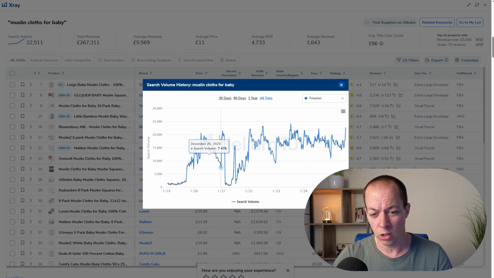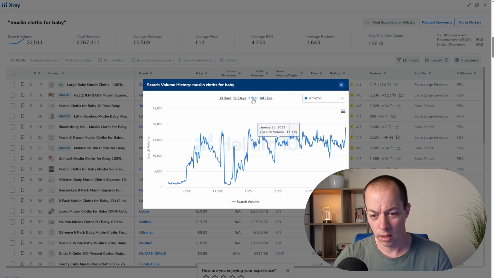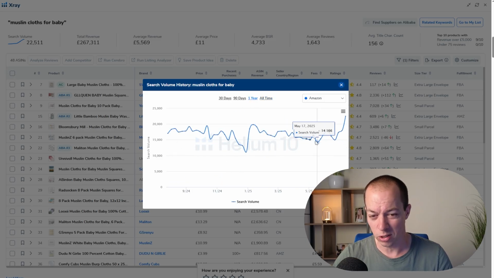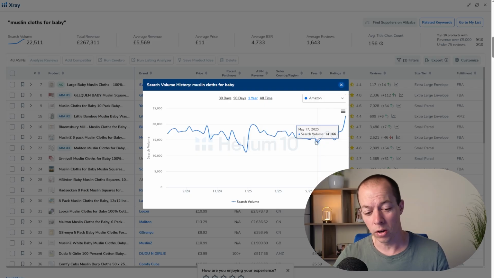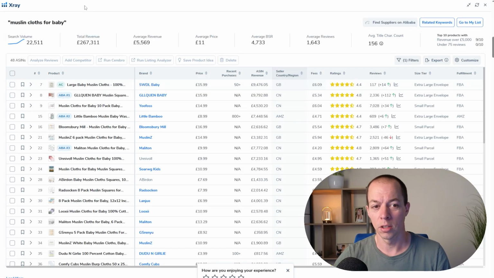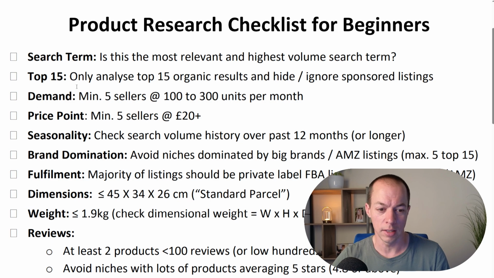I don't pay too much attention to the early data. I definitely go by the last year or two. So for me, this product, I would say, is not seasonal. And I think when you think about it, muslin cloths for baby, are they likely to be seasonal? And normally you'll know in your mind whether a product is going to be seasonal if you start selling barbecues or you start selling Christmas-related goods. So it's pretty obvious, but always check the search volume history for seasonality.